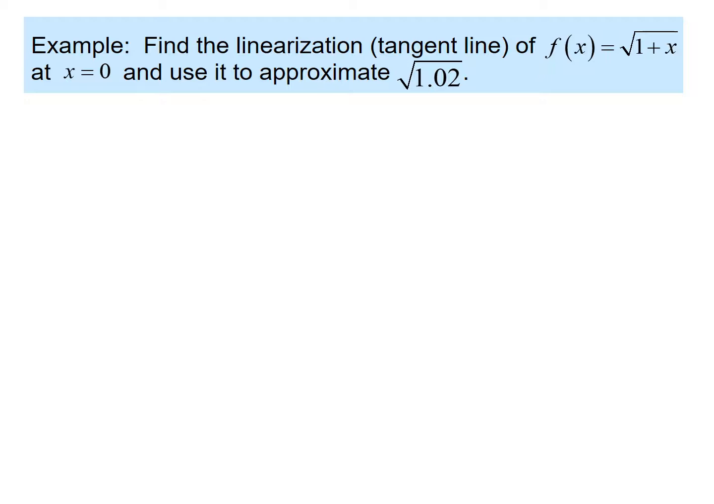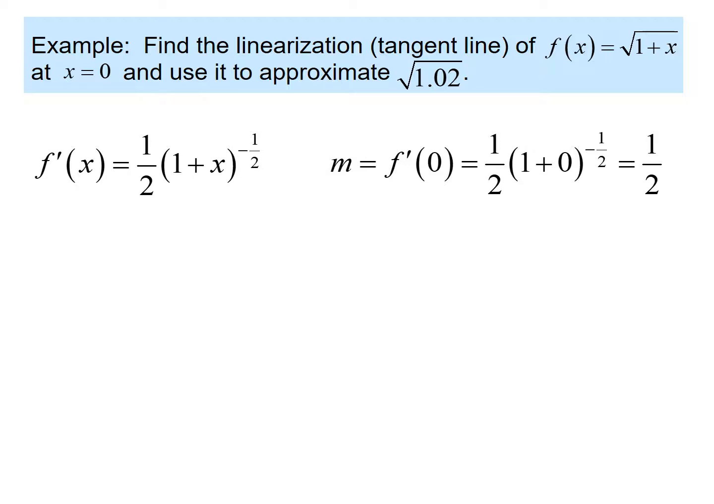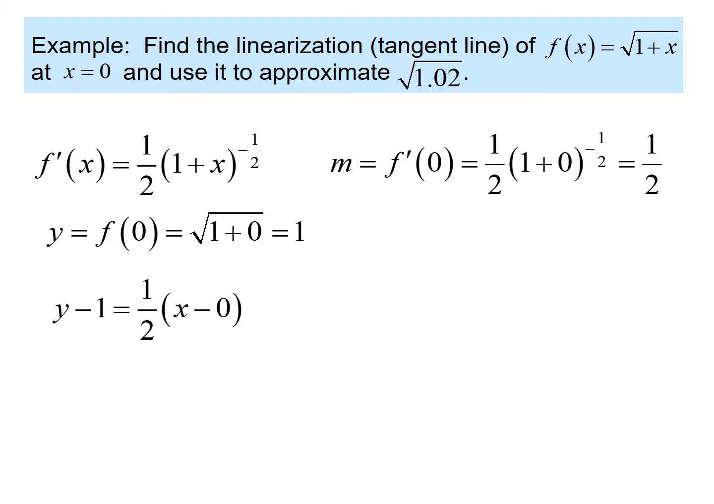So I want to find the linearization, or the tangent line, of this function when x equals 0. We're going to use that to approximate the square root of 1.02. So let's take the derivative to find the slope, and we evaluate the derivative when x equals 0. The y value when x equals 0 is 1. We get that by plugging it back into the original equation. So here's our point slope form of the line. Plug everything in, solve for y, and we just give that a special name, L of x. So linearization of x is 1/2 x plus 1.